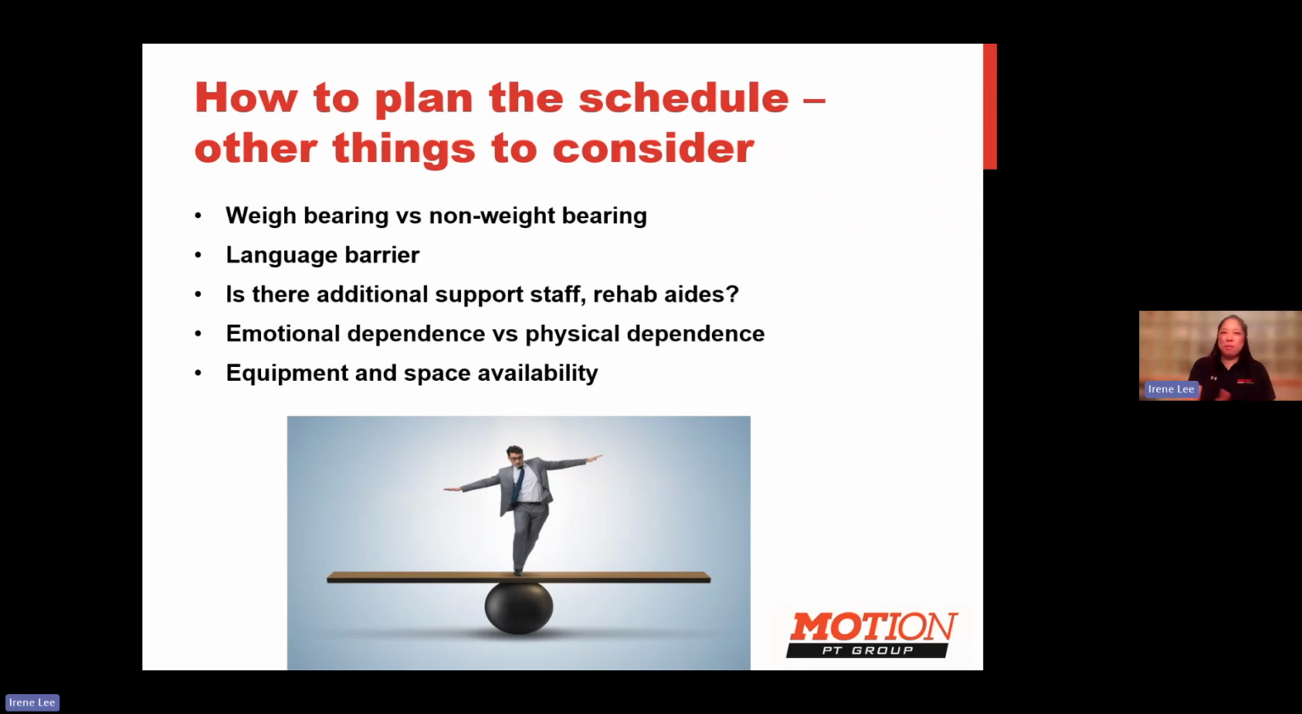So it's that kind of thing to consider. I talked about the emotional versus the physical dependence, and then also equipment and space availability, right? So you don't want to be that person that has 6 people and is taking up all the equipment that everybody else needs while your coworkers are stuck with a ball. So just kind of keeping in mind all the things. There might be other things too, but those are the top ones that come to my mind in terms of scheduling and time management.